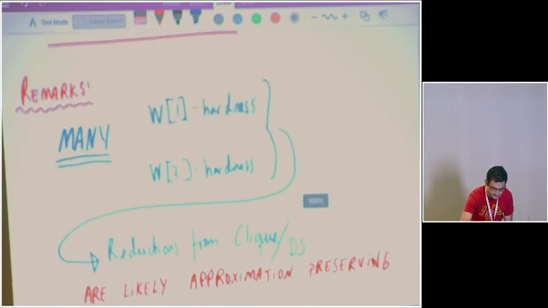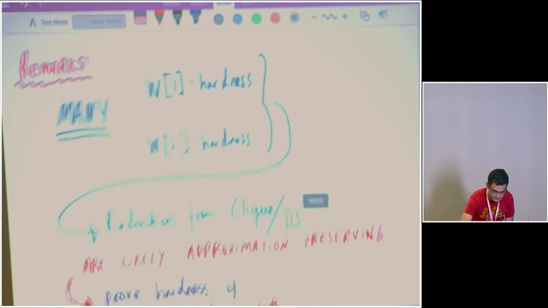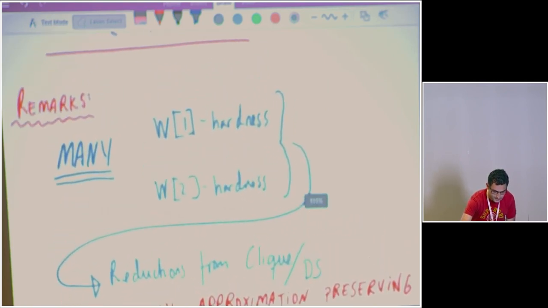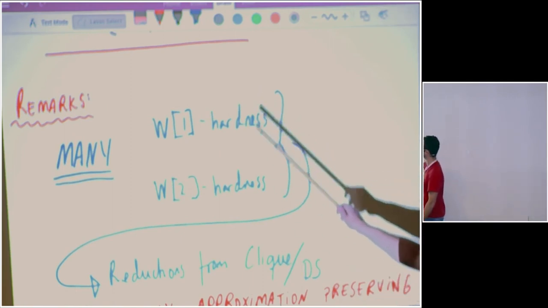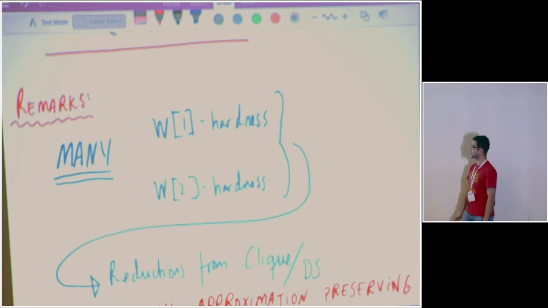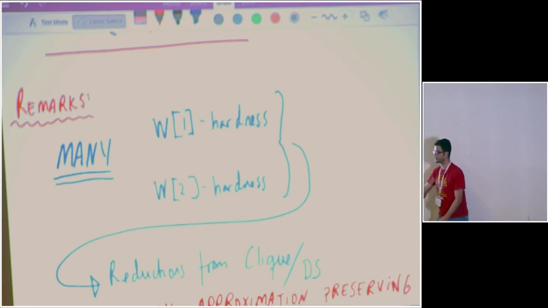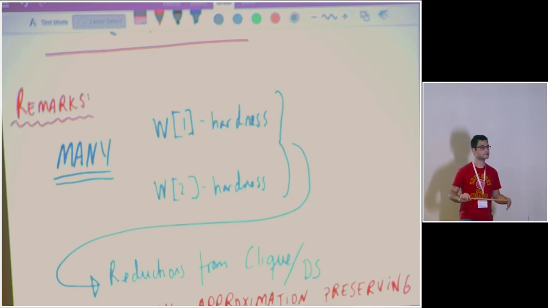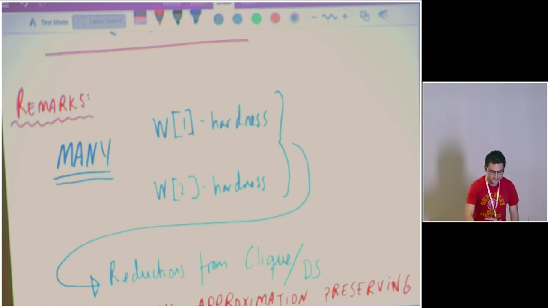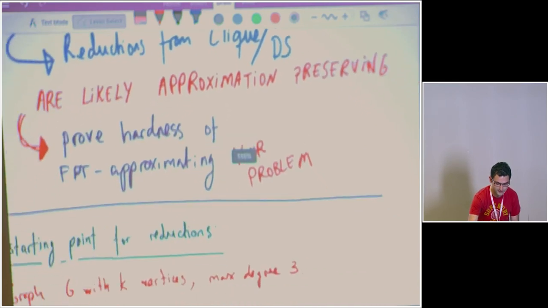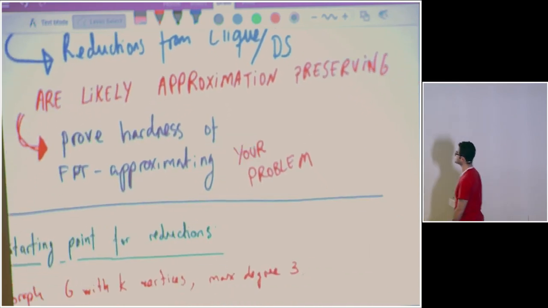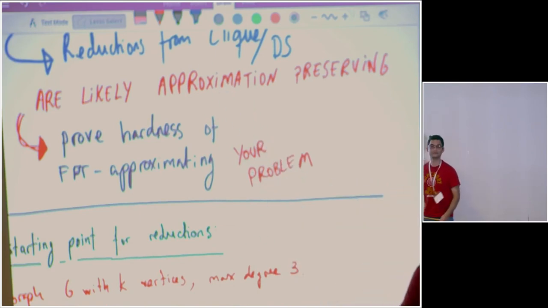I have a little last remark that is important, and this is that many results in parameterized complexity that show W1 hardness or W2 hardness are actually parameterized reductions either from clique or dominating set, which we now just proved to be very FPT inapproximable. If your FPT reduction that you used to prove W hardness happened not only to be a parameterized reduction, but also an approximation preserving reduction.